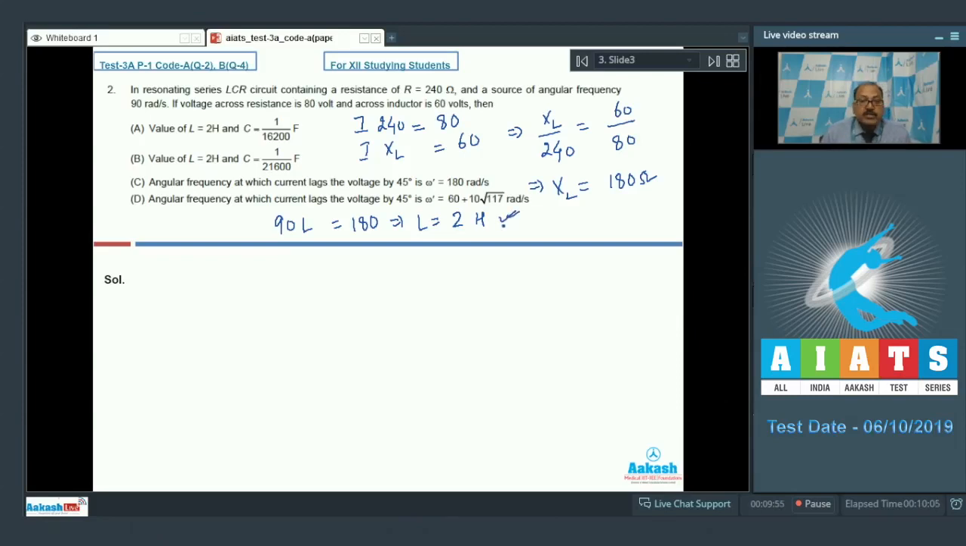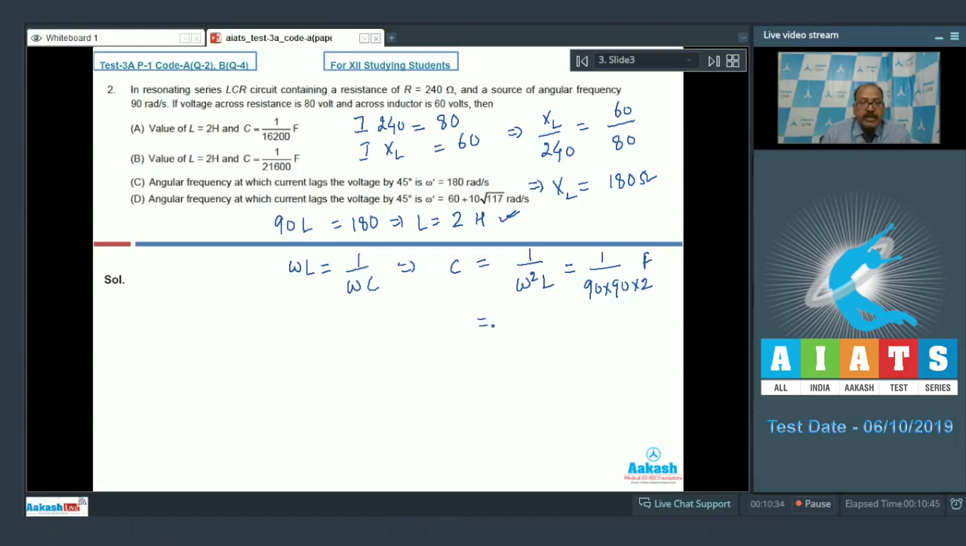Now it's a resonant circuit. We can also find the value of capacitance C, because in a resonant circuit omega L is equal to 1 upon omega C. XL equals XC, which means the capacitance C can be written as 1 upon omega square L, which is equal to, in our case, 1 upon 90 into 90, because it's 90 square, into 2 farad.